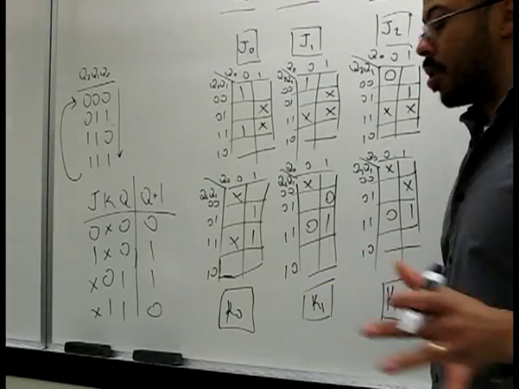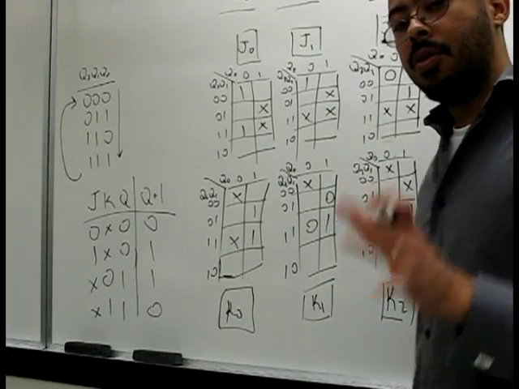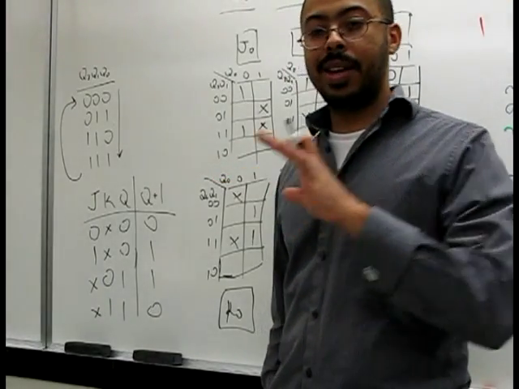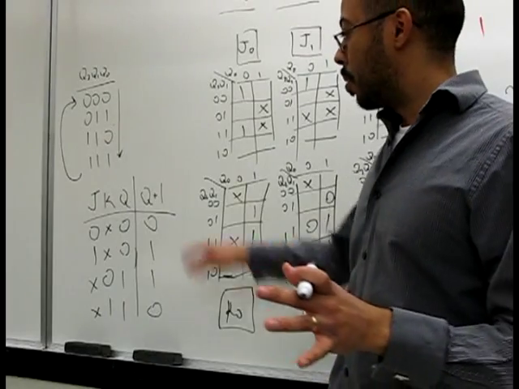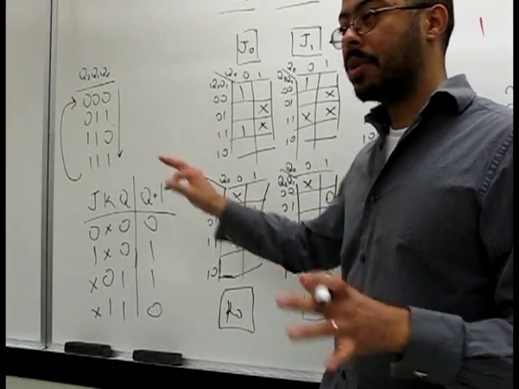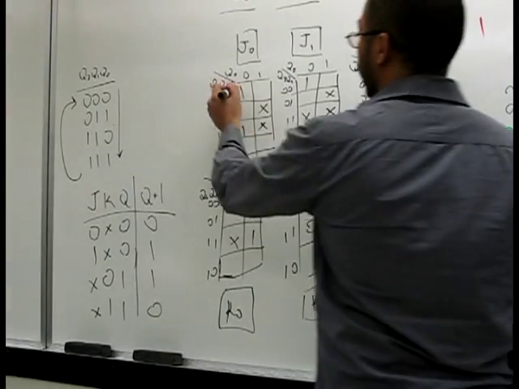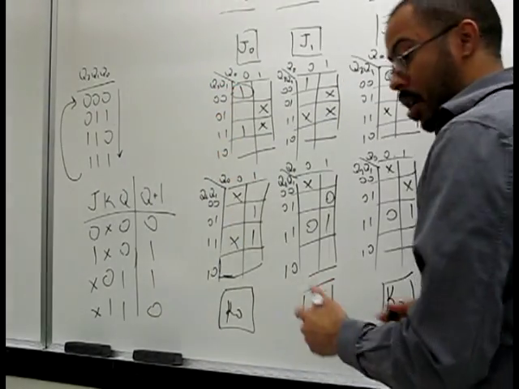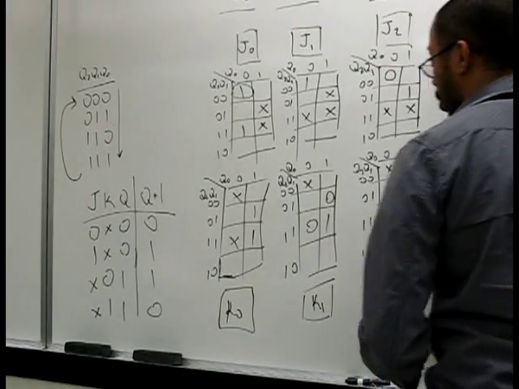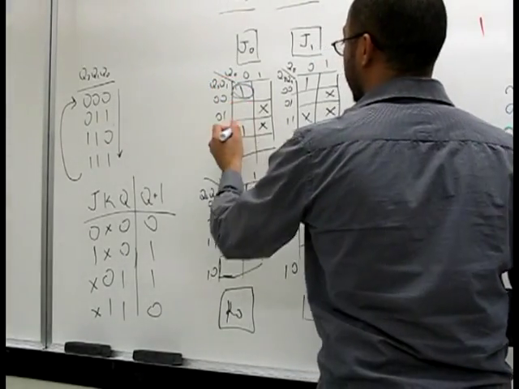Alright, so I'm going to start grouping the Karnaugh map. I've got to group all my ones. I can't not group a 1. If I want the proper logic for the JK flip-flops, I've got to group all my ones to get my expressions. So here we go. And I'm going to use a different color. Use the blue.